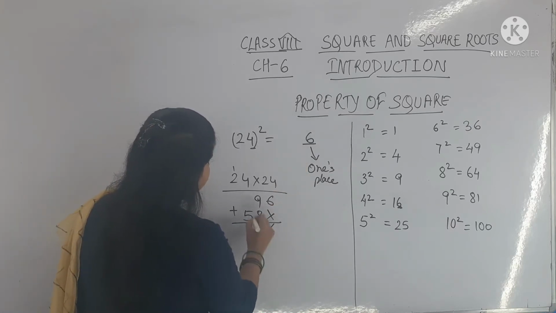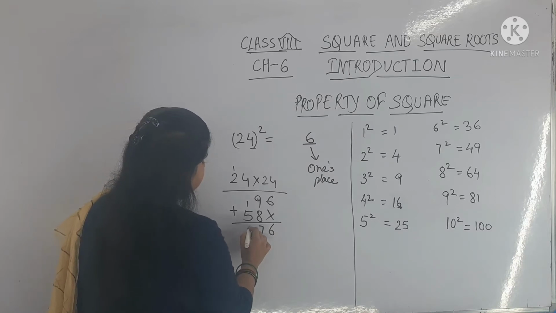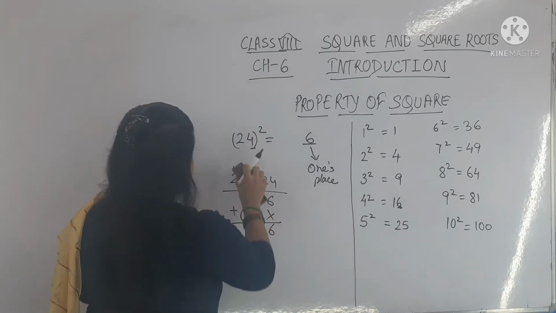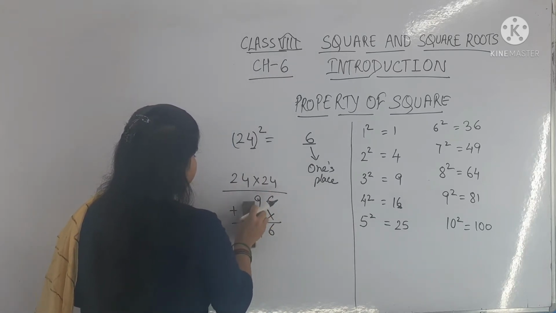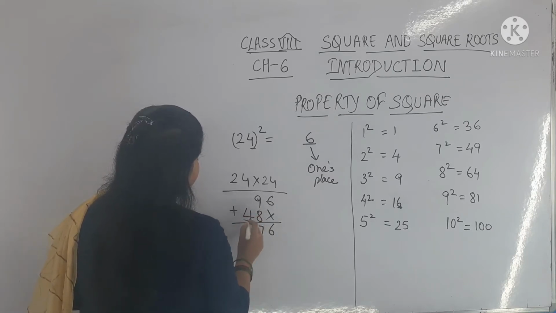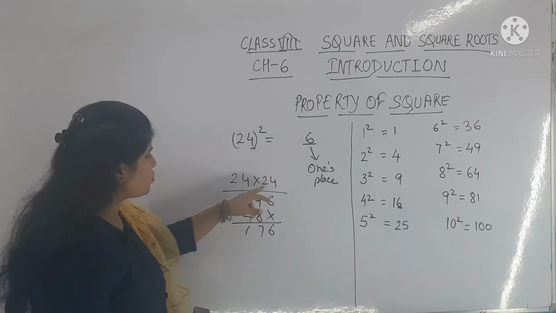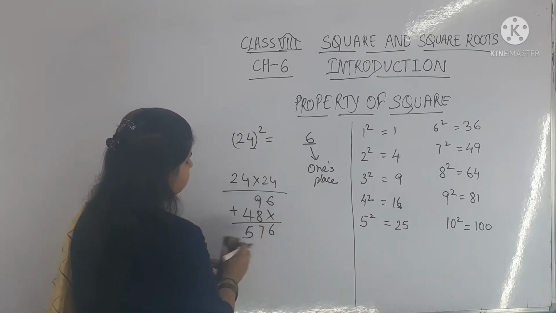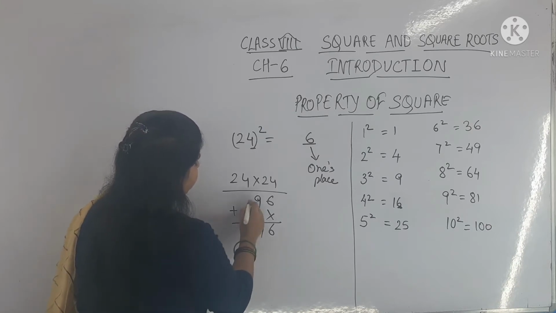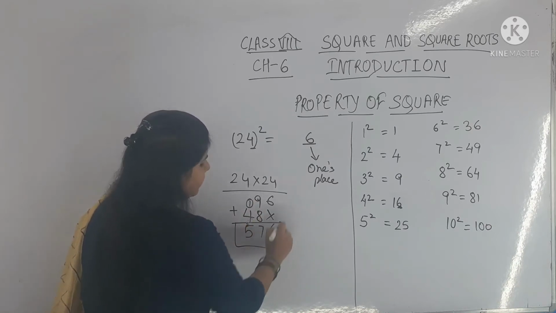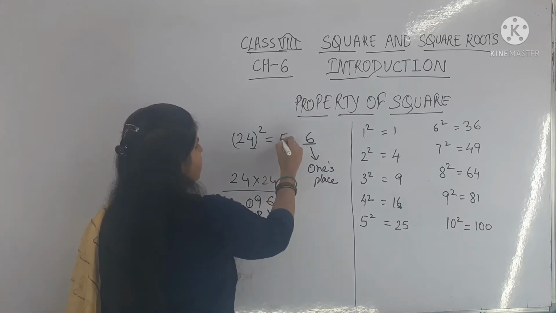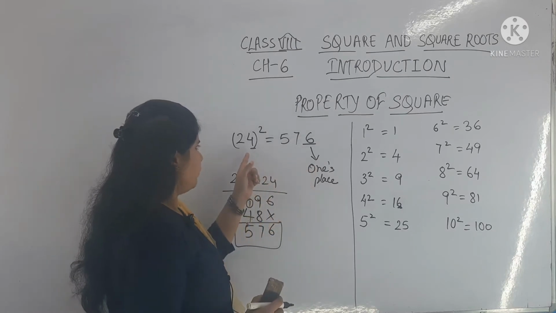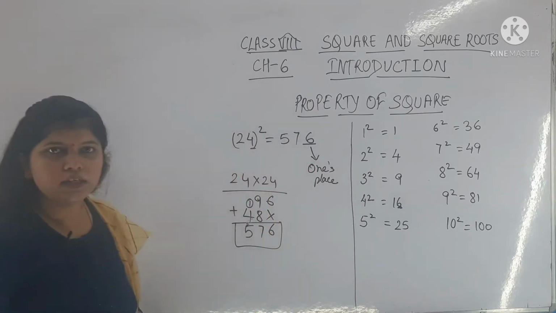Then 9 plus 8 is 17, 4 plus 1 is 5. Sorry for the mistake, here 2 2s are 4. So 9 plus 8 is 17, 1 is carry, 4 plus 1 is 5. So I am getting 576. So we know that the ones place is 6 by seeing the last digit.